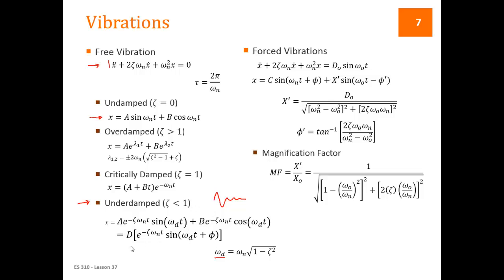You can also write this in the form of d e to the negative zeta omega n t sine of omega d t plus phi. And d and phi can be found from the initial conditions.